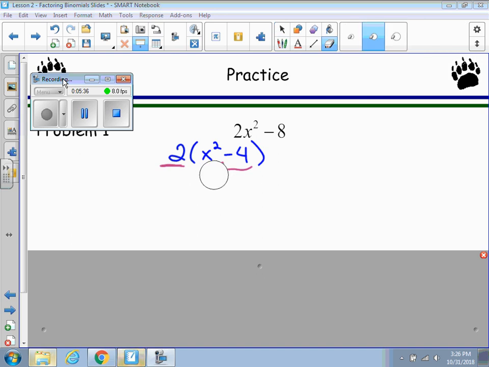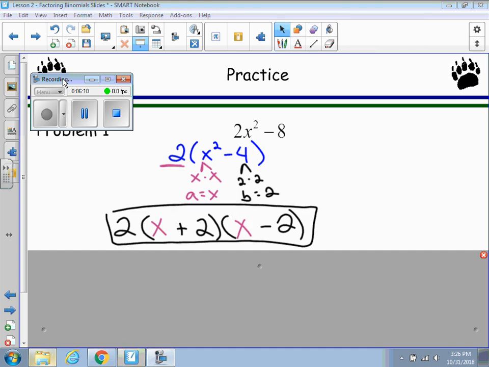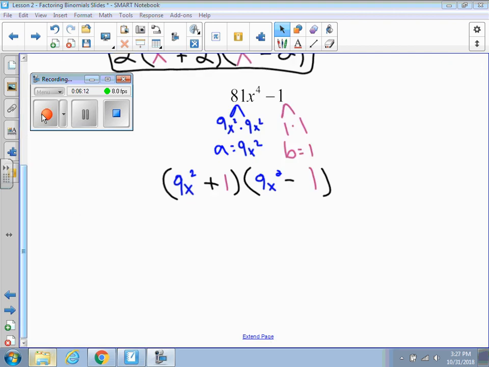That's a binomial. All right, x squared means x times x. So our a value is going to be x. 4 is 2 times 2. So our b value is going to be 2. Now, the 2 that was our GCF stays out front. Don't worry about it. You've already dealt with it. Remember your pattern. It goes A, B, A, B, one's a plus and one's a minus. And now we're fully factored. So pause the video, go ahead and take a look at the third example.